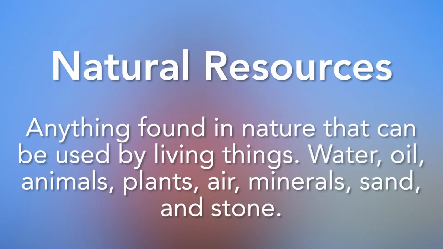I bet you all had a great discussion. Other ways to practice reducing is by turning off lights when you're not in the room, turning off water when you are not using the water, making your own presents or cards, and growing your own fruits and vegetables. Reducing helps protect planet Earth by protecting its natural resources. Natural resources is anything that is found in nature that can be used, like water, oil, animals, plants, air, minerals, sand, and stone.